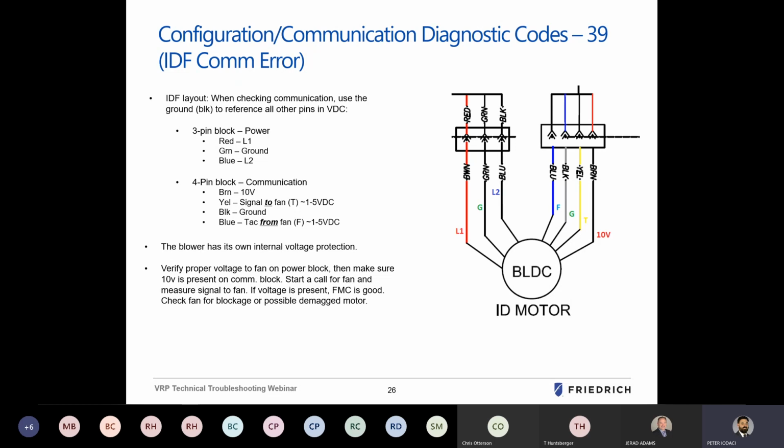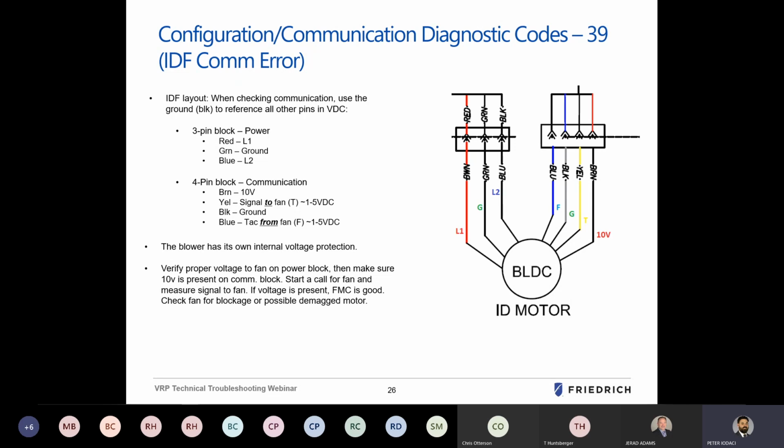And once you confirm that you have good voltage going to your indoor fan, then you want to tackle the communication side. So how to troubleshoot this one is the first thing you want to do is set your meter to DC voltage, and you want to take your black probe and bury it inside the ground terminal.